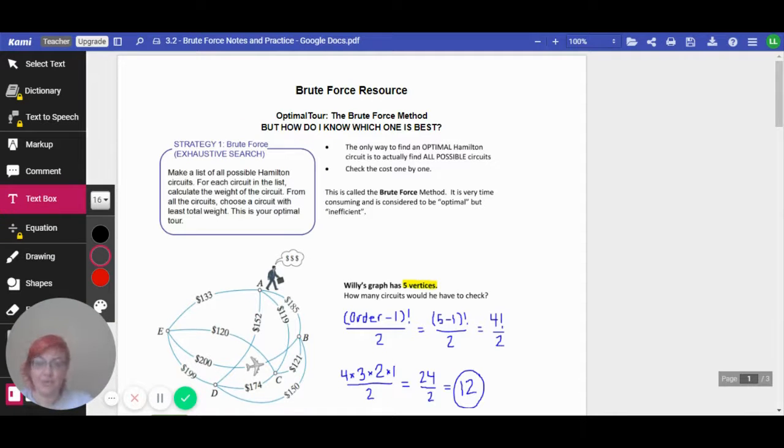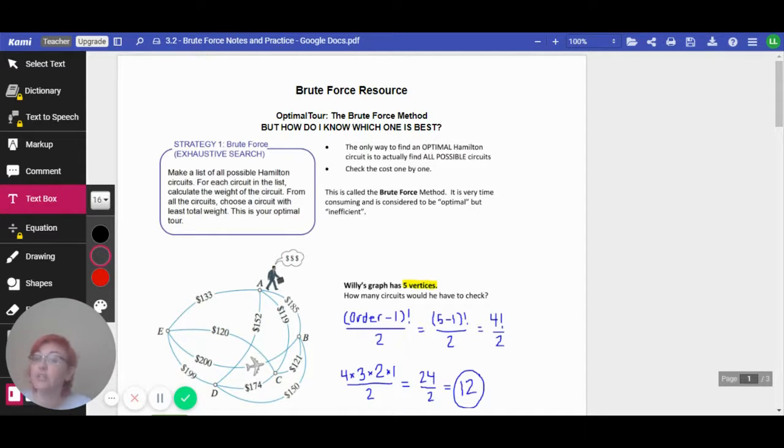Welcome to 3.2, Brute Force Notes and Practice. All right, so we talked last time about the optimal tour. And this helps us answer the question, how do I know which one is best? We've got all these different circuits. How can I know which one is best? I told you we had 3 methods that we were going to use.